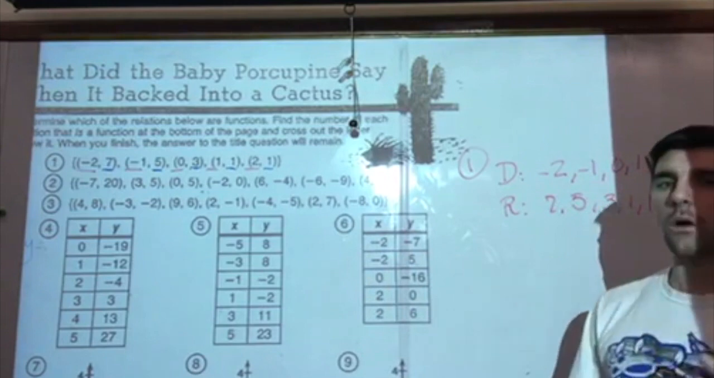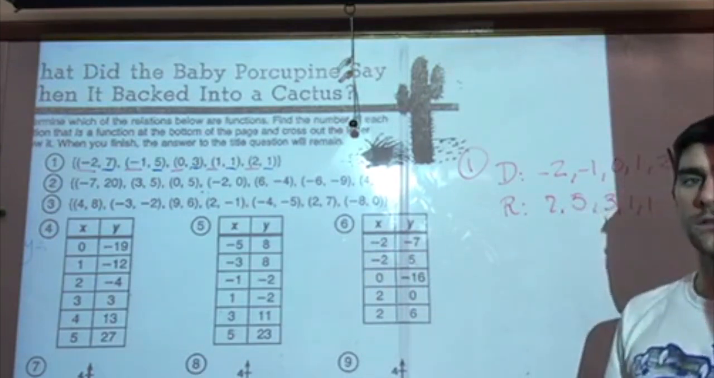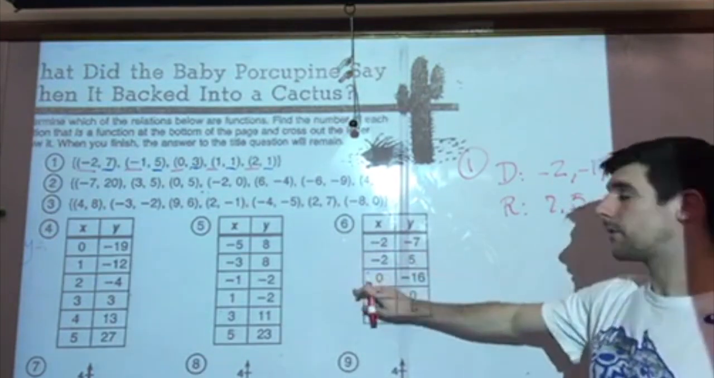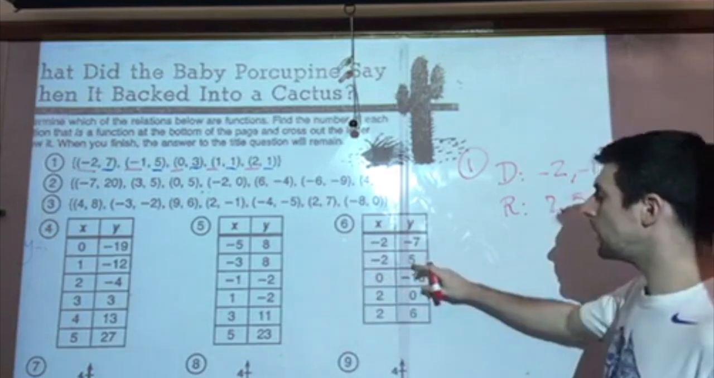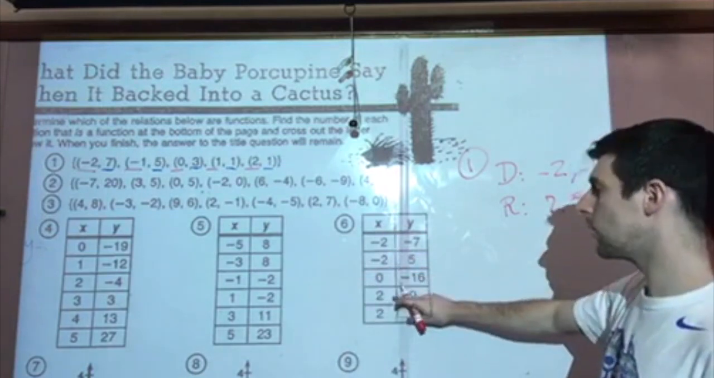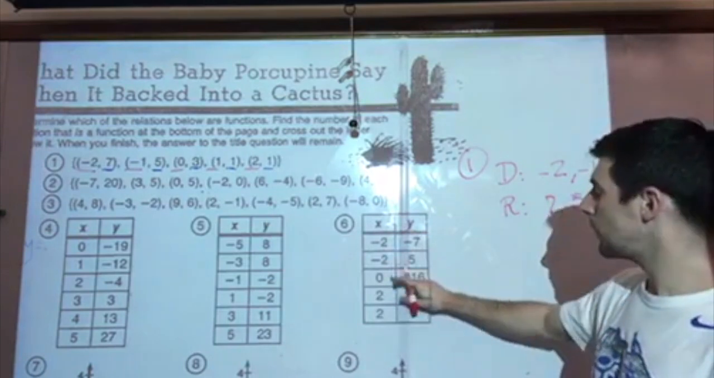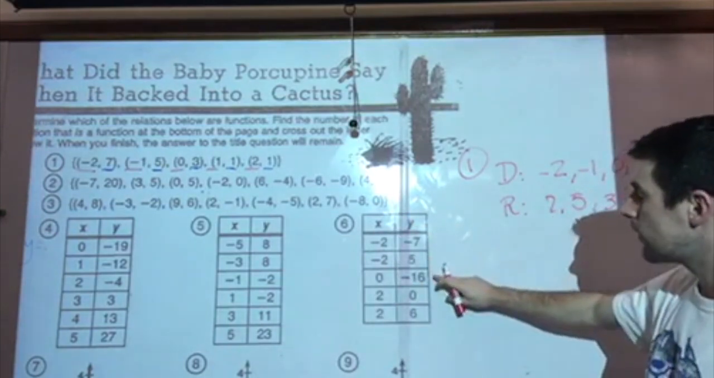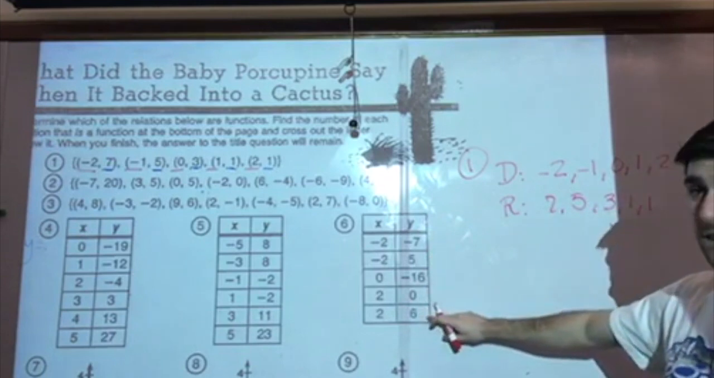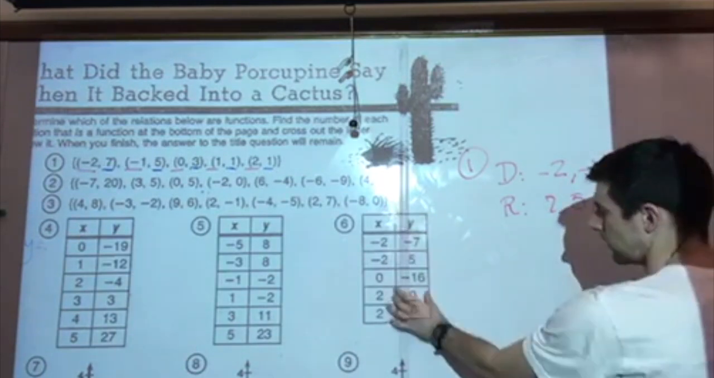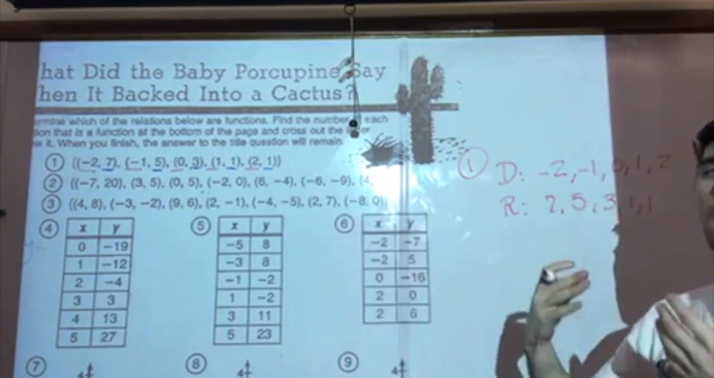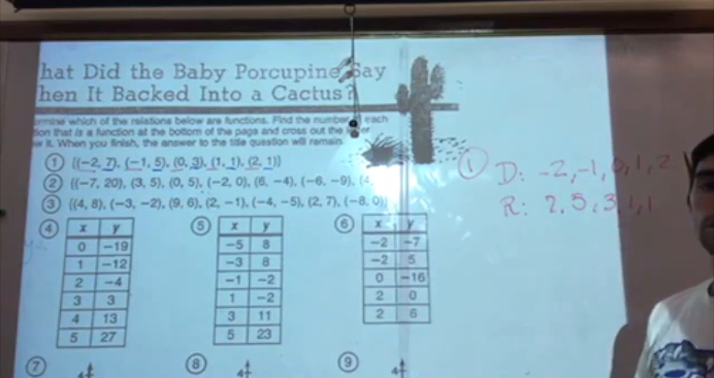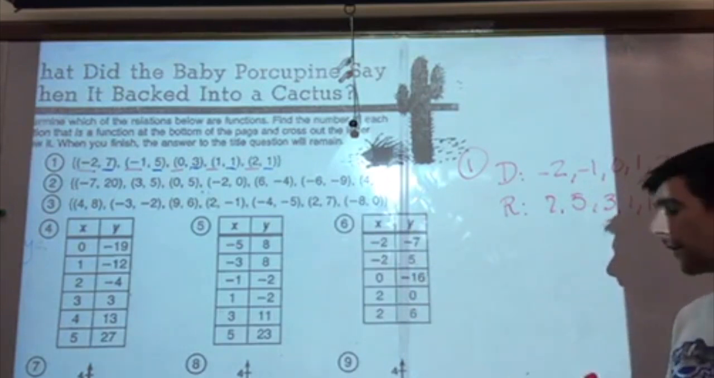I'm not going to explain quite why it's not a function because we're going to do more discussions in class, but number 6 is not a function, but the domain values would be -2, 0, and 2. We would not repeat them, but these are the x values. The y values would be -7, 5, -16, 0, and 6. These are your range values. All of the resulting output from your input, those are what we call range values.